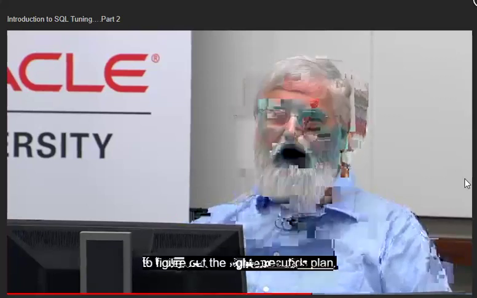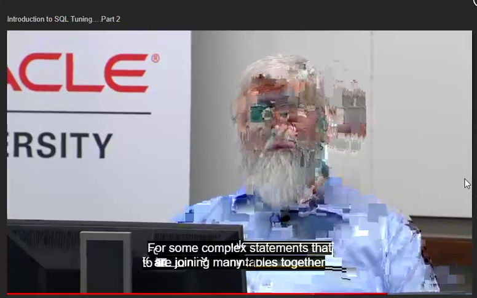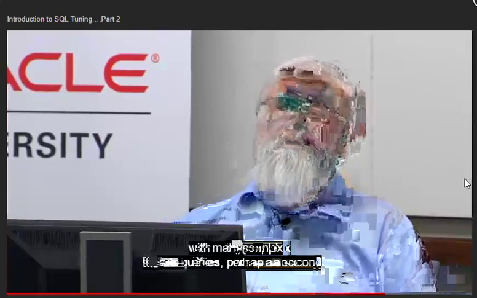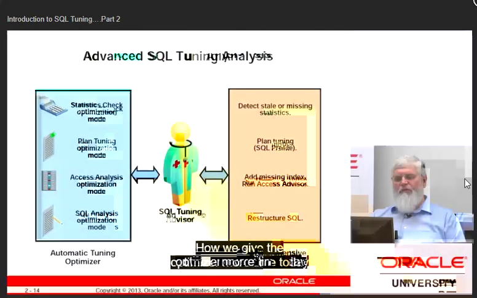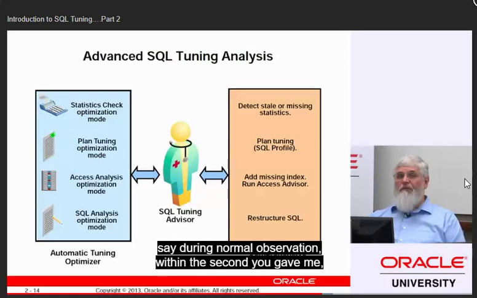For some complex statements that are joining many tables together with many complex subqueries, perhaps a second isn't enough time to look at all the execution plans. Perhaps it needs more time than that. So we can give it more time. How do we give the optimizer more time today to find a better execution plan? Because all it can honestly say during normal operation is, within the second you gave me, I found what I believed was the best plan. It may not be, there may be a better plan out there if we give it more time. So use the SQL Tuning Advisor to give it more time.